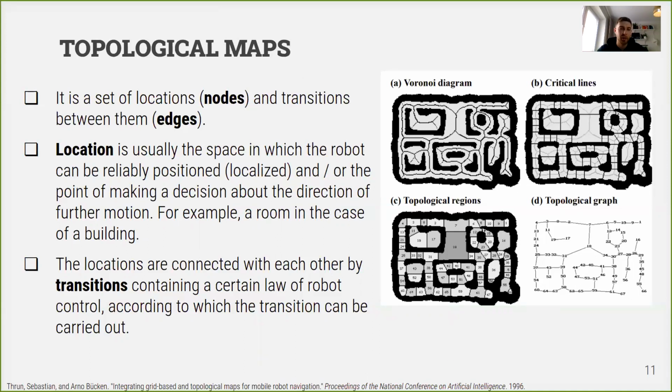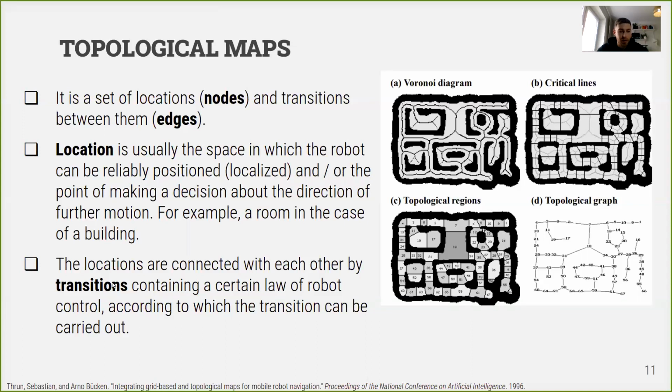For example, we can be sure that we're inside kitchen and we can precisely tell our location inside this kitchen. Then we can say that kitchen can be a location, recognizable one, so we can recognize or distinguish kitchen from a corridor. And then inside these locations, our robot usually makes a decision where to go further and how to go.